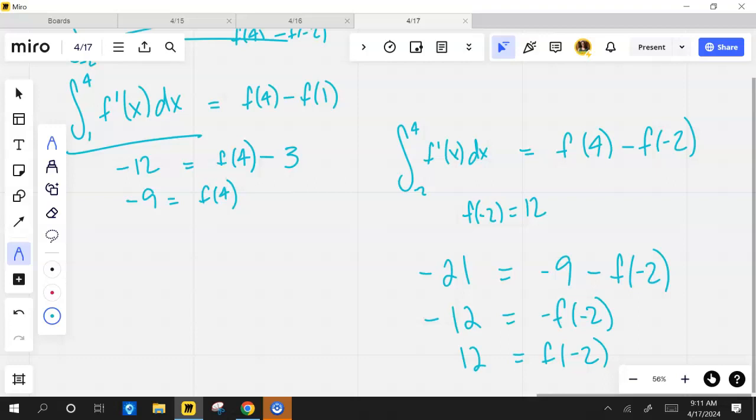From -2 to 4, I added. They gave me each of them. Yeah, I added them together.